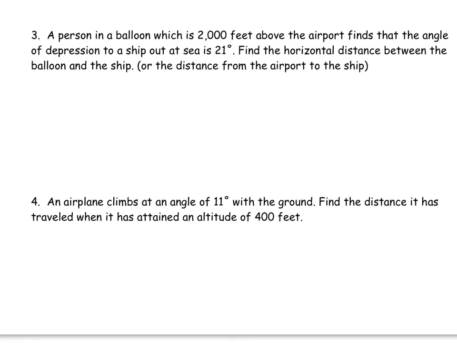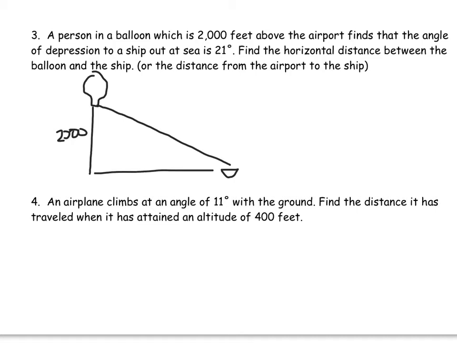A person in a balloon, which is 2,000 feet above the airport, finds that the angle of depression of a ship out at sea is 21 degrees. So you have this person in a balloon, and that is 2,000 feet up in the air, and the angle of depression to a ship is 21 degrees. We want to find the horizontal distance between the balloon and the ship.